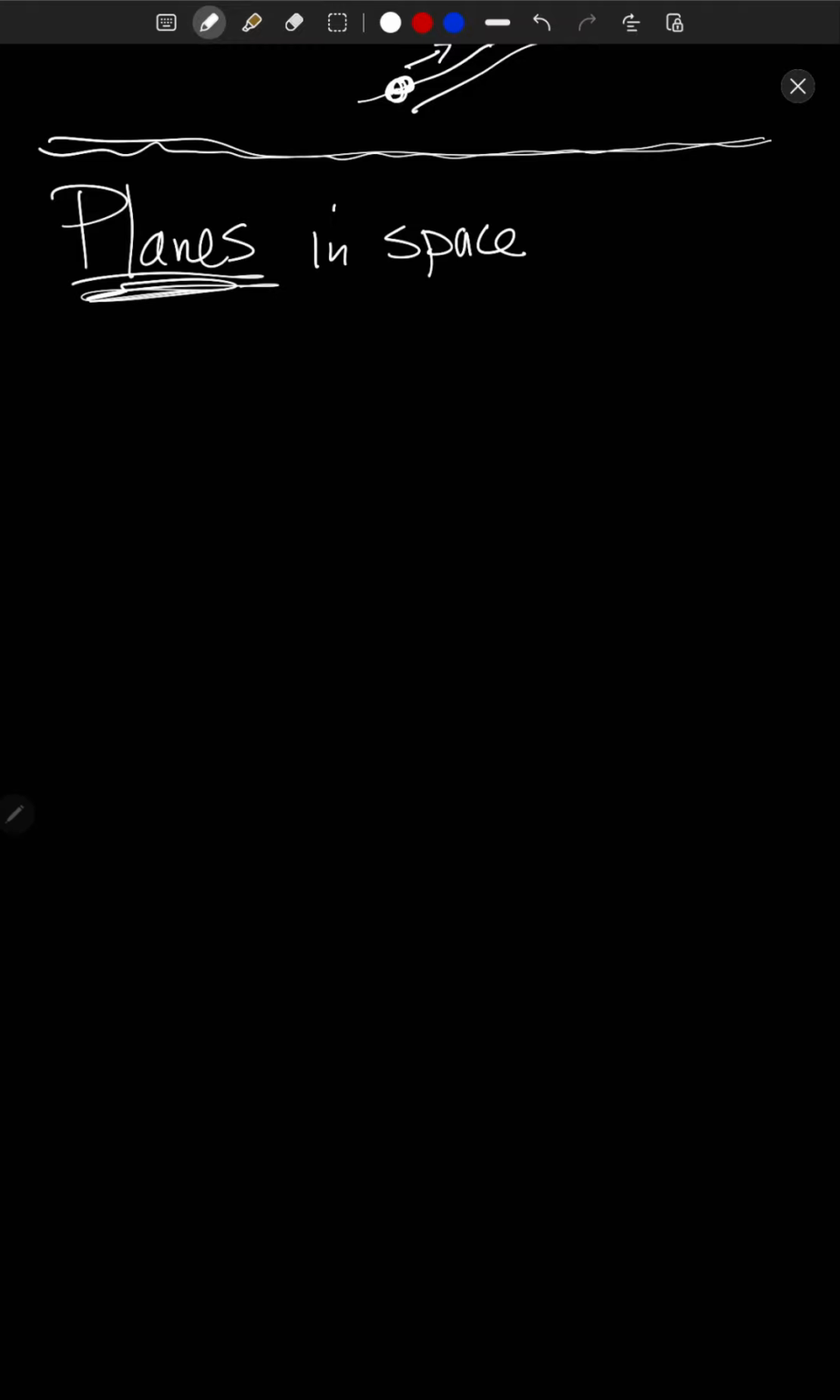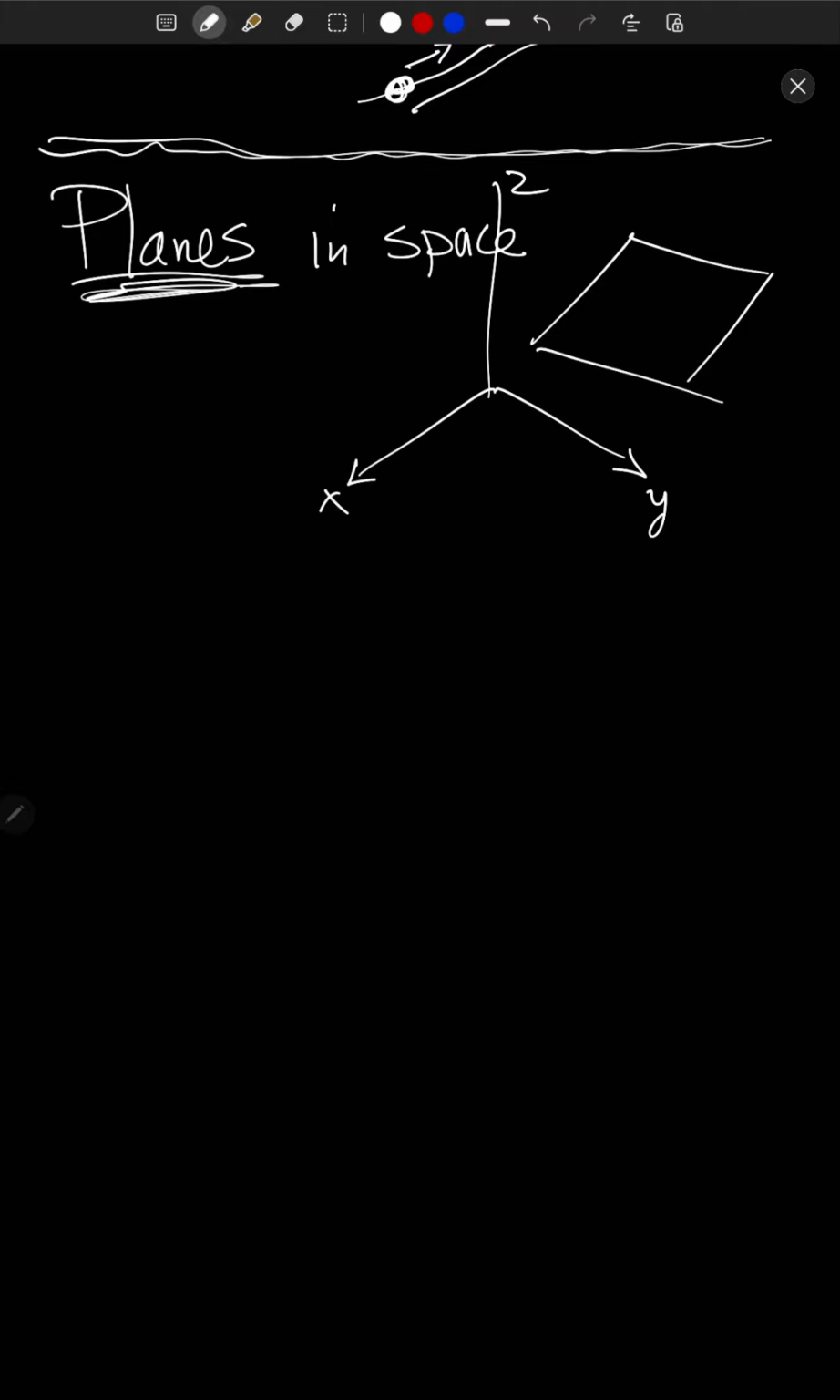So what's a plane in space? A plane is exactly what you would imagine a plane is, like a piece of paper that extends infinitely. Normally we would draw a representation like this, and let me emphasize that this is in space by drawing the axes. So we want to work with planes, this geometric object. How do we express it in terms of a formula or an equation?